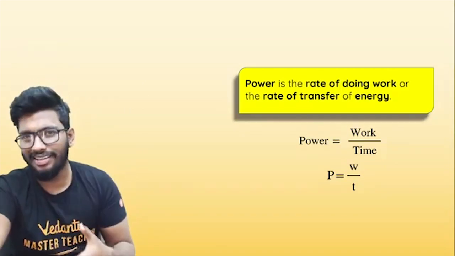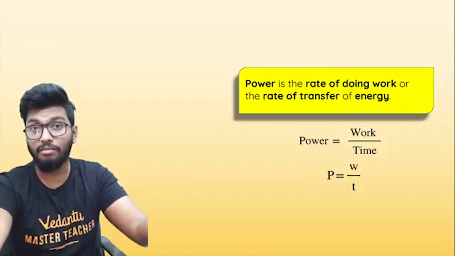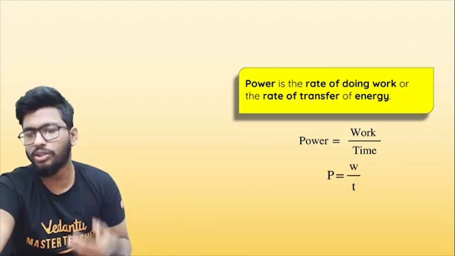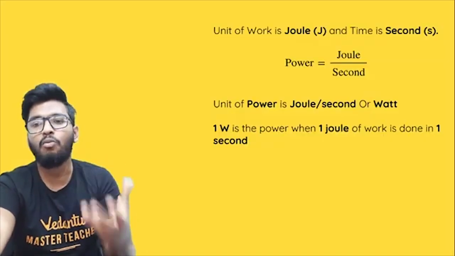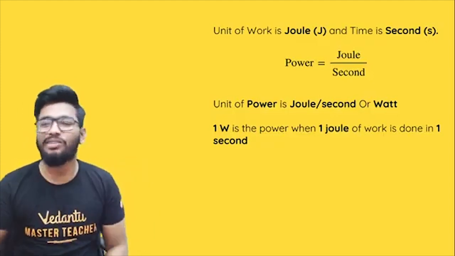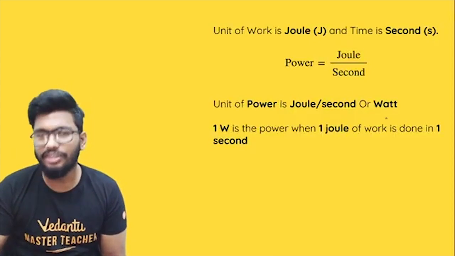Power is equal to work done by time, which is nothing but W by T. The unit of work is what? It's nothing but newton meter, which you can write as joules per second. So joules per second, we can also write as watt, named after the great scientist James Watt. It was a tribute to him. So the unit of power is watt.